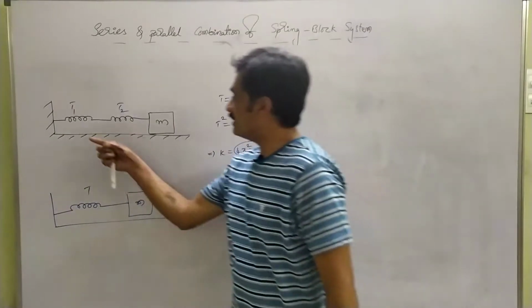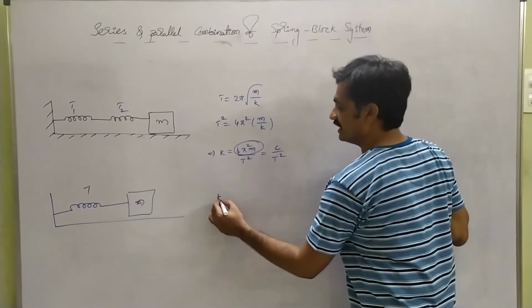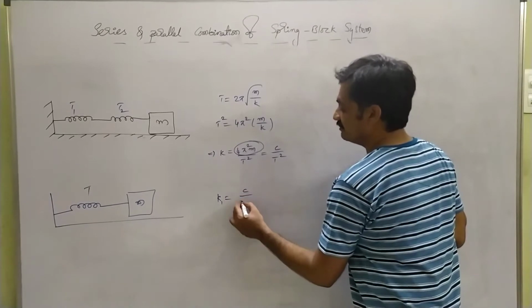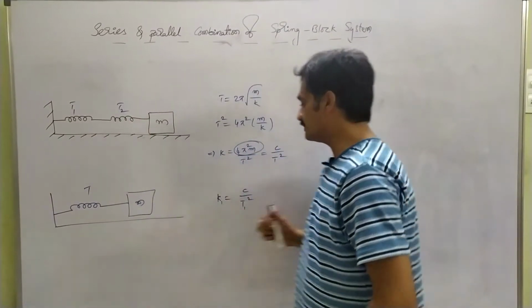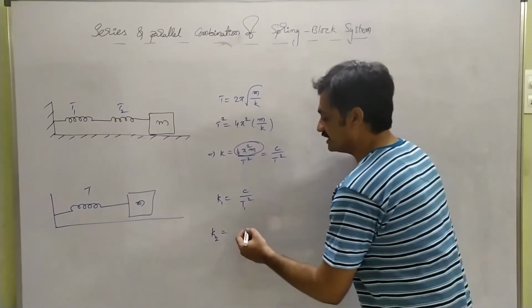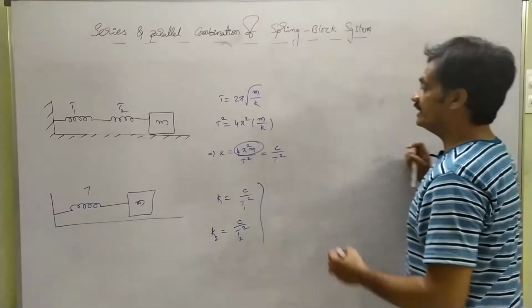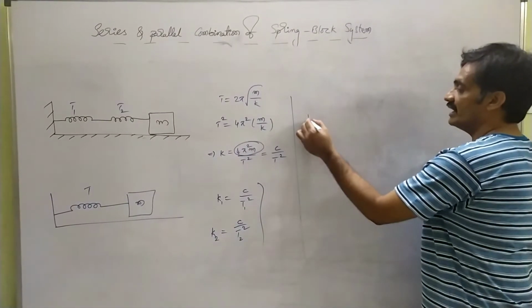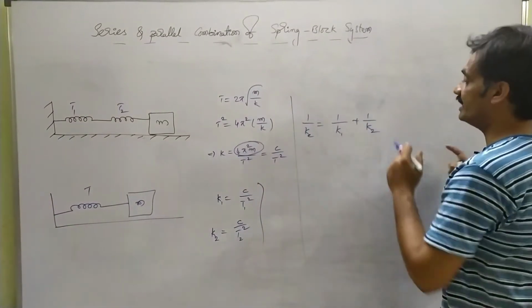Observe that the time period of the first spring is t1, so we can represent it as k1 equals c by t1 square, and if we consider the time period of the second spring as t2, then based on the force constant we can represent it as k2 equals c by t2 square. And we know that 1 by k suffix s equals 1 by k1 plus 1 by k2.